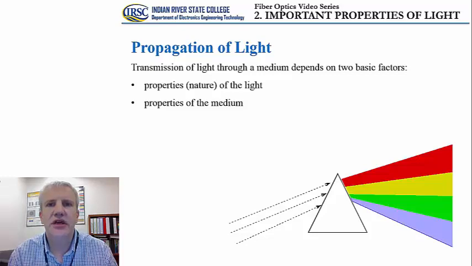As a summary to this lecture, we discussed the important properties of light today. We are establishing foundations to discuss the behavior of light in an optical fiber. We have discussed on a top level two basic factors that would affect the behavior of light as it propagates in a certain medium. One is the properties or the nature of light, and on the other side is the properties of the medium.